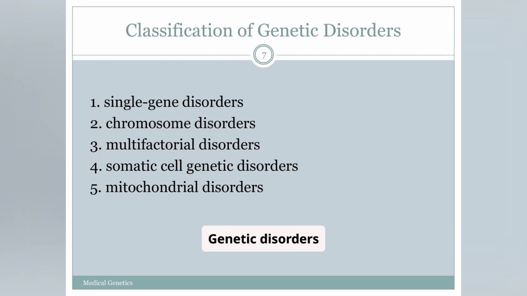Genetic disorders often share certain characteristics. They can be congenital, meaning present at birth. They also exhibit specific modes of inheritance, follow particular patterns of population distribution, and often have a familial component, meaning they tend to run in families.